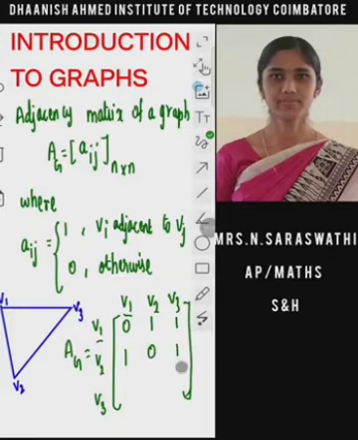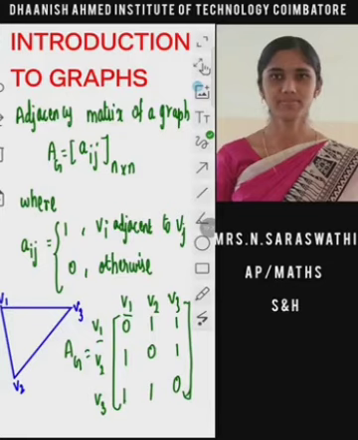Now we have to check with V3. V3 vertex is adjacent to V1, therefore we are having 1. And V3 vertex is adjacent to V2, therefore we are going to put the element as 1, whereas V3 does not have a loop, therefore the element will be 0. Okay, hence we have found the adjacency matrix for this graph.